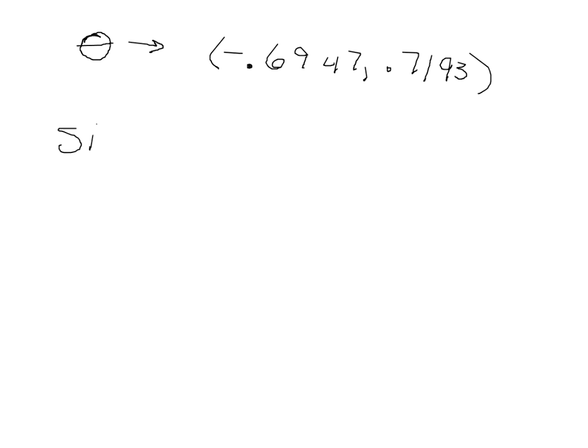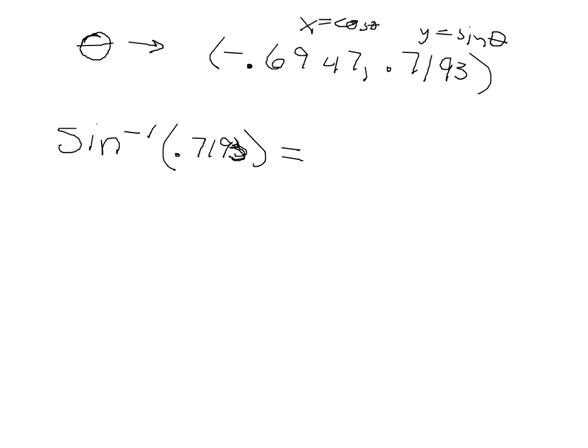Now for the next few exercises, I'm going to be using the sine table. And I'm going to be giving the angles in degrees instead of in radians. So theta corresponds to a point on the unit circle that is minus 0.6947 and 0.7193. Okay? So remember that cosine equals x and sine equals y. If I take the inverse sine of this measurement, I'm going to get an angle measure.